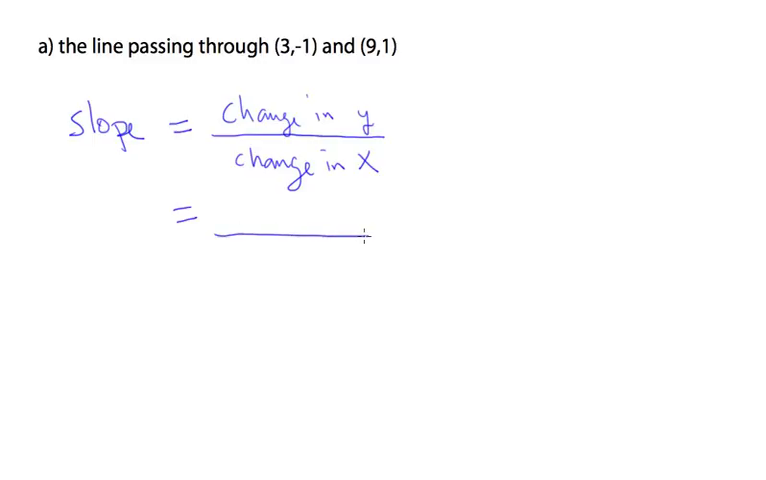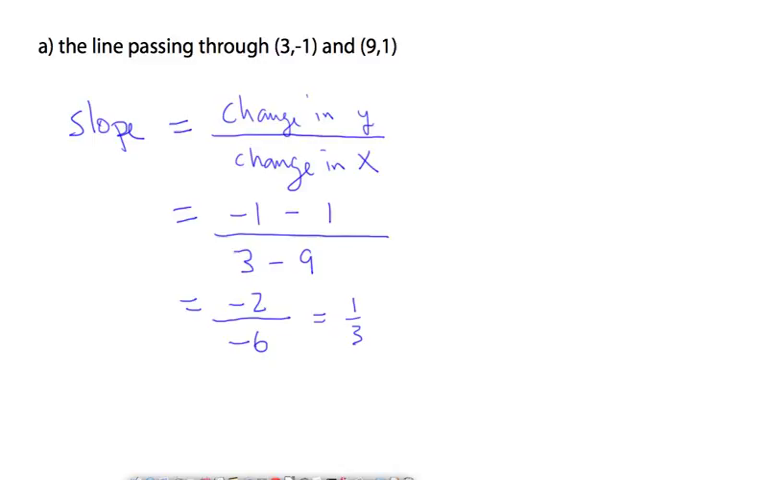So for the y coordinates, let's just choose arbitrarily to do the first point first. So we can do -1 minus 1, and in the denominator, 3 minus 9. And that will simplify to -2, and in the denominator, -6, which just becomes 1 over 3.